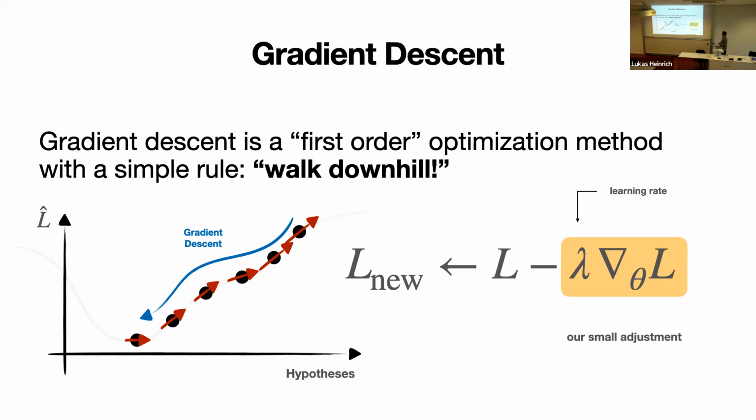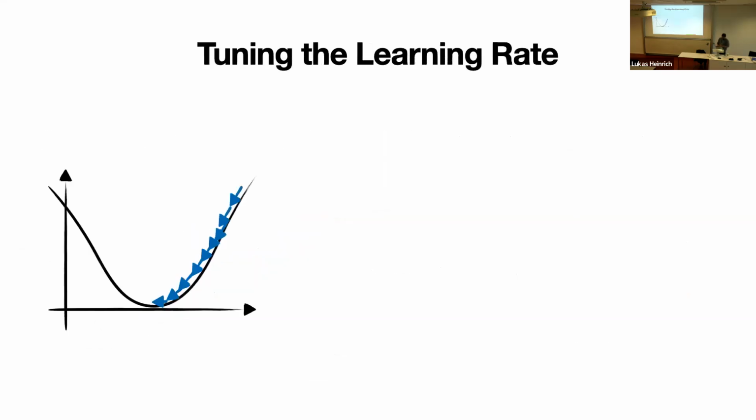And this is what's called the learning rate. This is the way that we continuously improve our hypothesis. And then the hope is that by just improving many times, you arrive at your empirical risk minimum. Okay, so that's gradient descent. And so then the question is, how do you tune the learning rate?